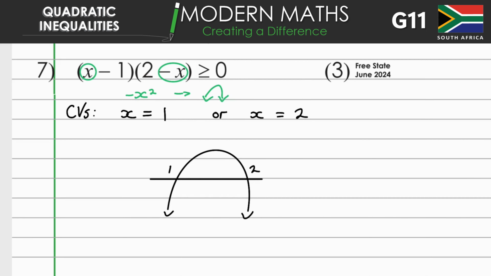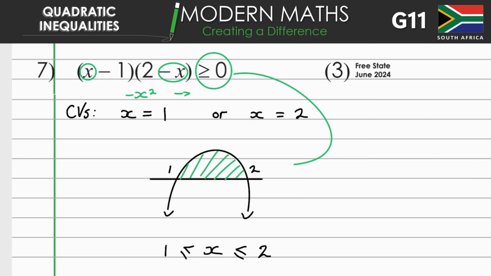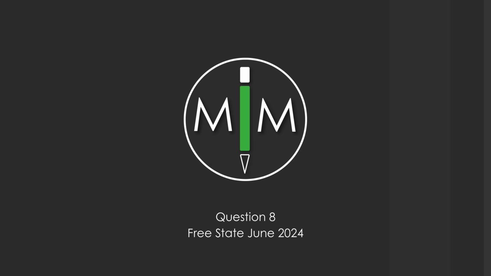And then I want to know where it's above or equal to 0. And that will be where the parabola is above the number line. So it's the shaded region over here. So your answer will read x is in between or equal to 1 and 2. Make sure your inequalities match.